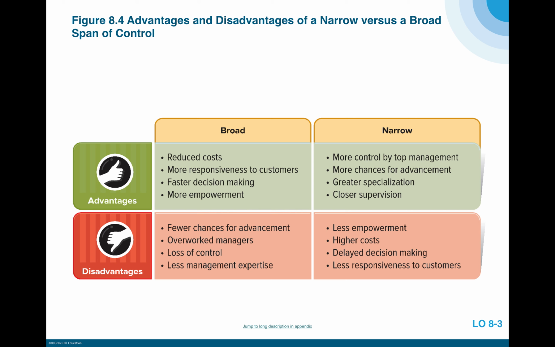And when it comes to a narrow span, you've got more control for top management and more chances for advancement. It's a higher food chain, where you can go up the ladder a little bit higher. Greater specialization, with more people able to do exactly what they need to do, and closer supervision. Some of the disadvantages are less empowerment, higher costs, delayed decision making, and less responsiveness to customers. I would say between the two, they both have their pros and cons. If you can find that sweet spot right in the middle, that'd probably be best for everybody.